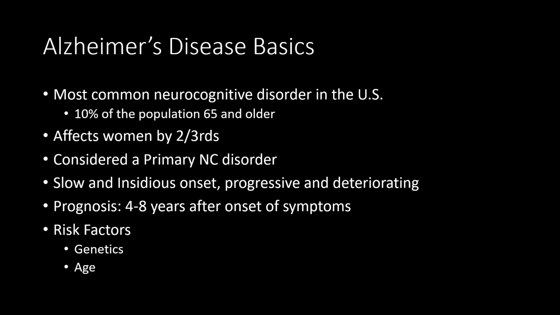Alzheimer's disease is a form of neurocognitive disorder and dementia and is the most common one in the United States. It affects about 10% of the population age 65 and older and does seem to affect women by 2/3. It is considered a primary neurocognitive disorder with a slow and insidious onset, although it is progressive and deteriorating. Prognosis is life expectancy of about 4 to 8 years after onset of symptoms. Risk factors for the development of Alzheimer's disease can be genetic related as well as age related.